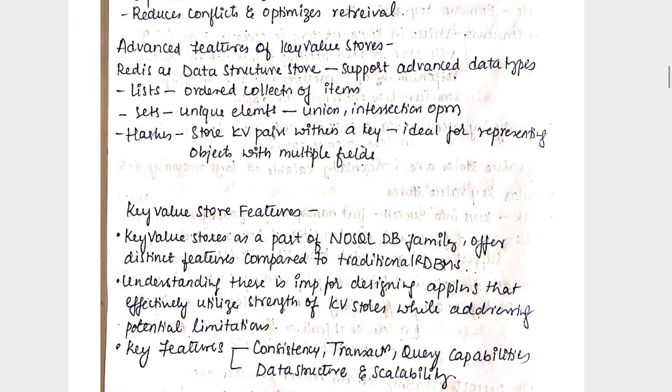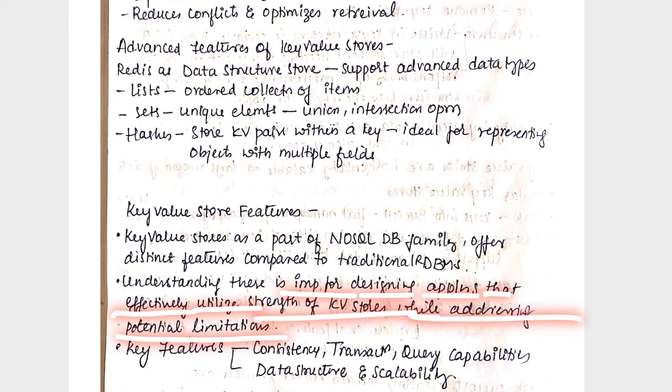Next, we have key value store features. Key value stores are a part of the NoSQL database family. They offer distinct features compared to the traditional RDBMS. This is naturally understood, right? They offer certain extra features. Understanding these features is very important for designing applications that effectively utilize the strengths of key value stores while addressing the potential limitations.